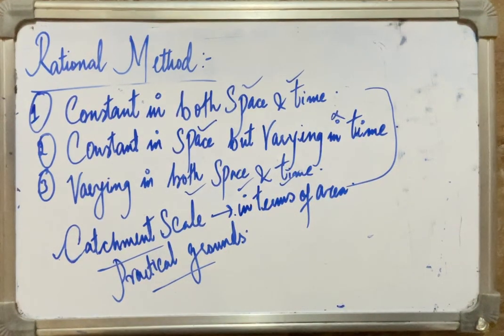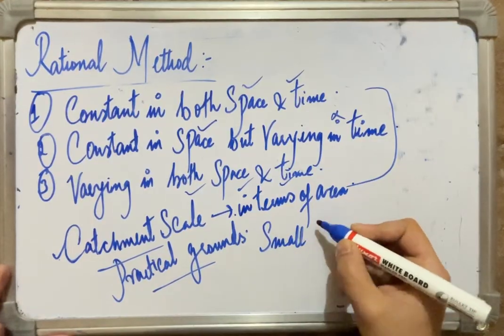So it's the catchment scale which helps us determine which one of these assumptions is justified on practical grounds, because we already know that rainfall varies in both space and time. But under certain given conditions, we can possibly assume the rainfall to be either constant in both space and time, constant in space but varying in time, or varying in both space and time. Catchment scale gives us a fair idea about how we can make any one of these assumptions justified on practical grounds, and we term small catchments as those in which runoff can be modeled by assuming constant rainfall in both space and time. Let me write it down for you.